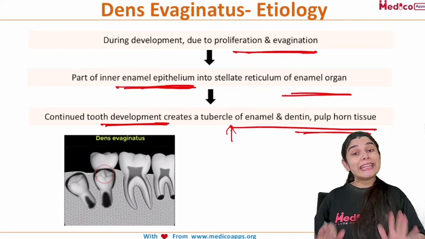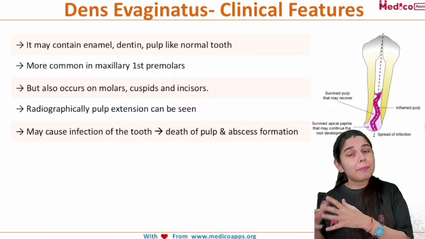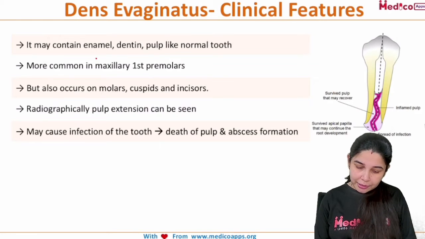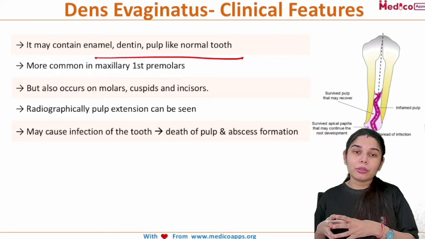So this is the etiology of dens evaginatus. Now coming to how it would appear, or what the clinical presentation is. As I have already told you, it might contain enamel, dentin or pulp like a normal tooth.